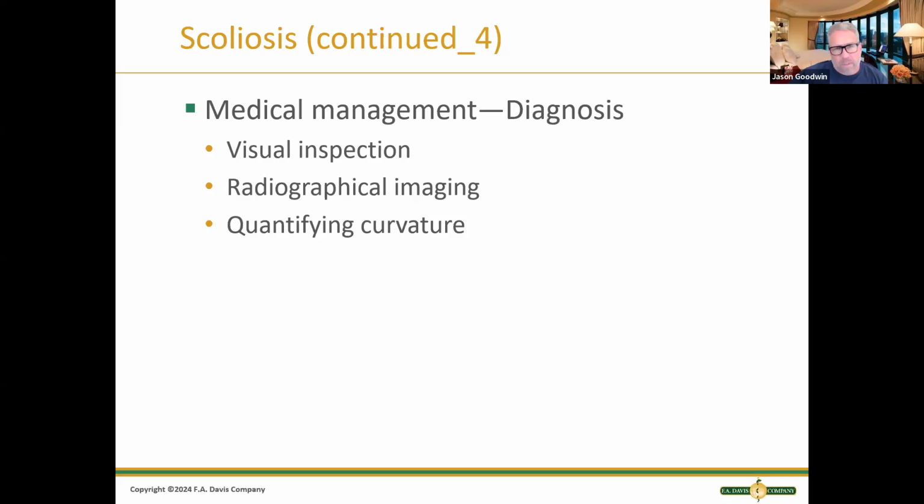Okay, so medical management, we're going to do a visual inspection so that we can screen for it. We're going to look for radiographic imaging to get an idea. History and physical is going to be super important. And then we're going to quantify that curvature so we can monitor it in the future.